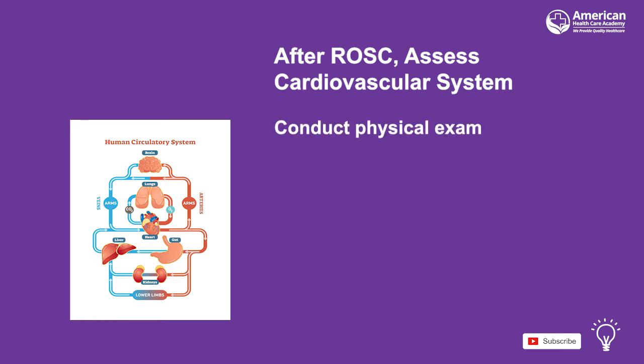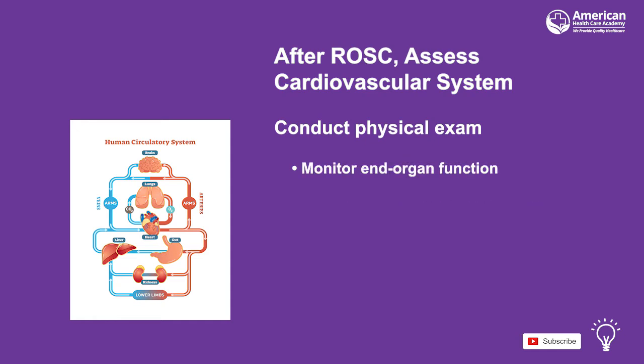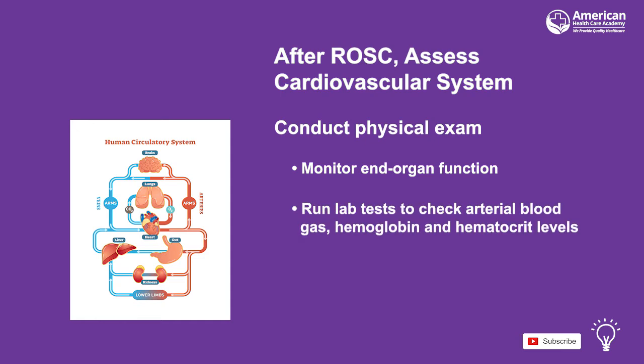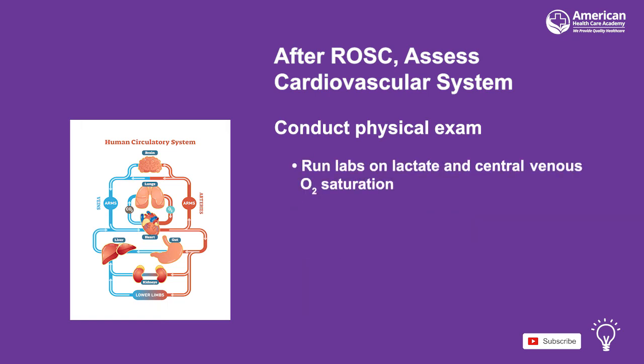Conduct a physical examination checking the quality of central and peripheral pulses, heart rate, as well as the child's temperature and color. Monitor end organ function. Run lab tests to check arterial blood gas, hemoglobin, and hematocrit levels. Also check serum glucose, electrolytes, blood urea nitrogen, creatinine, calcium. Run labs on lactate and central venous oxygen saturation.